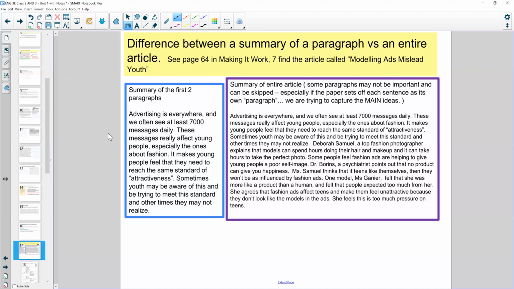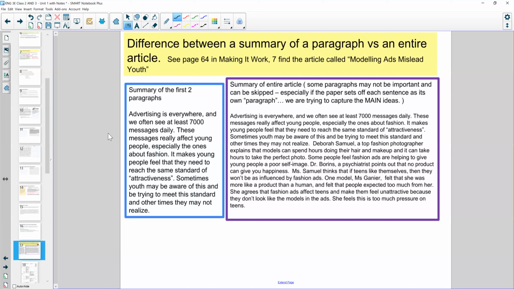Okay, the paragraph. Advertising is everywhere, and we often see at least 7,000 messages daily. These messages really affect young people, especially the ones about fashion. It makes young people feel they need to reach the same standard of attractiveness. Sometimes youth may be aware of this and be trying to meet this standard, and other times they may not realize. So that's just the paragraph.